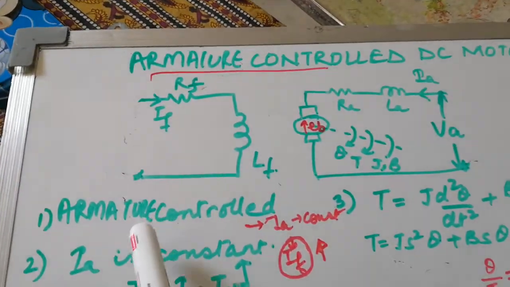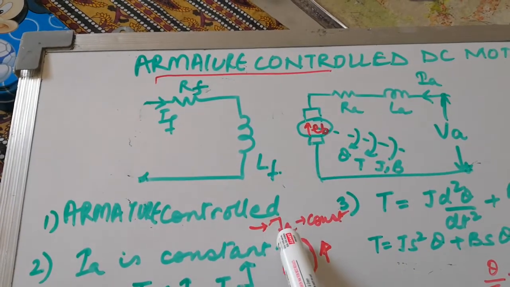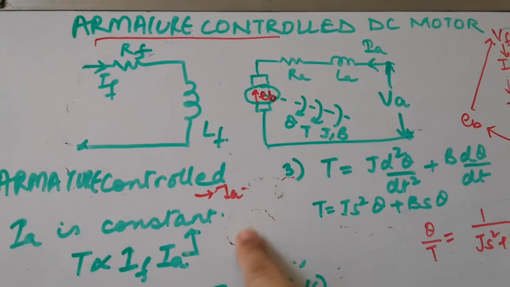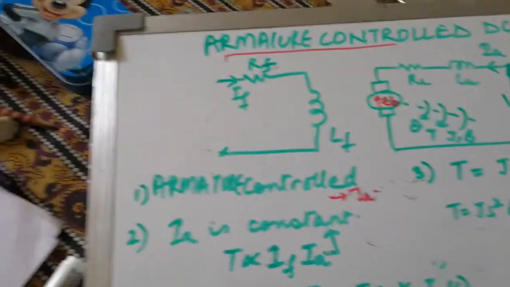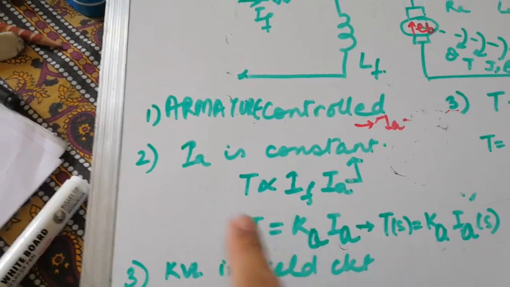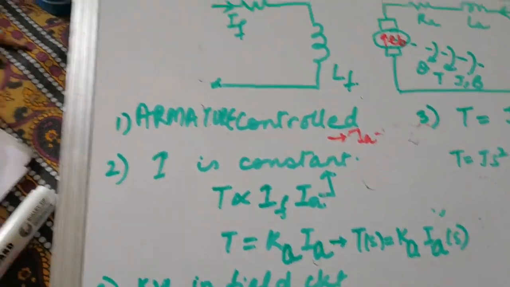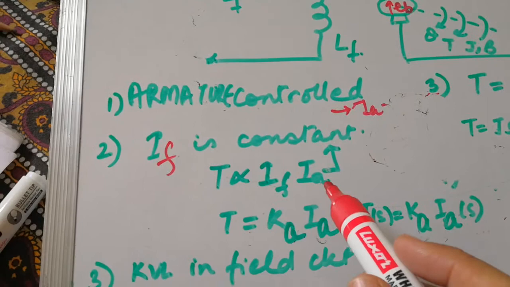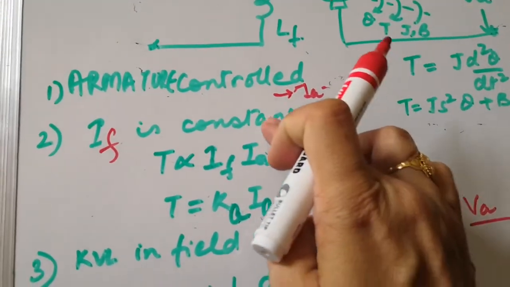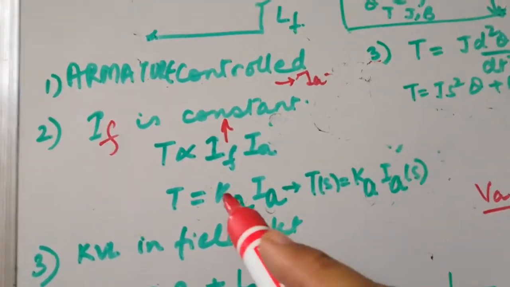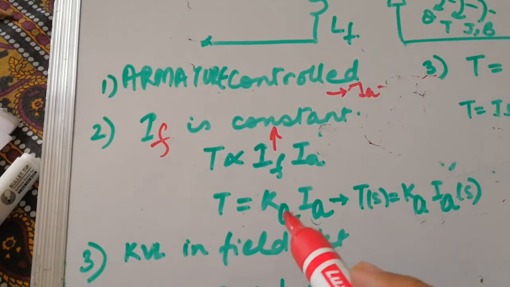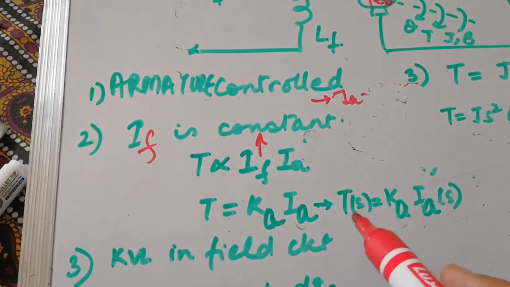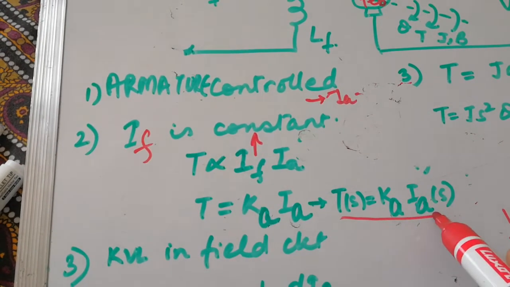Now because this is armature controlled, your IA is getting varied while your IF is constant. So here our equation will have IF constant now. So our torque will be dependent upon this, which is constant. So our torque will be equal to KA IA while IF is constant. So we have got our first equation as this one.